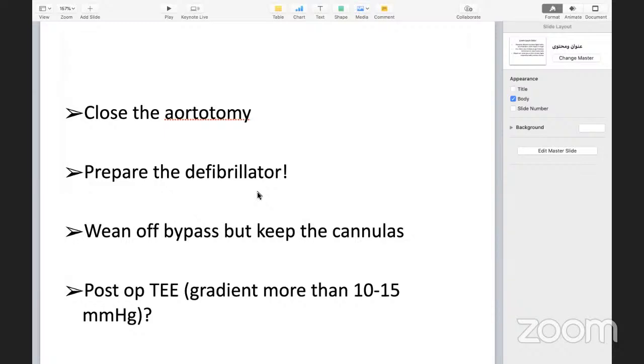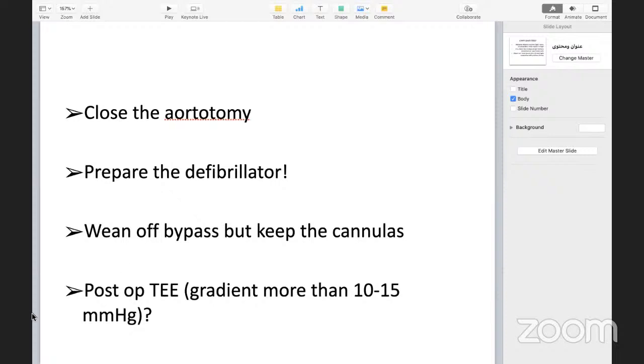Okay, and then after finishing, you close the aortotomy and you prepare the defibrillator beside you, because you might have ectopics. Okay, so you have to have a defibrillator beside you. And then you wean off bypass, but you keep your cannulas. So after seeing the echo and so on, then you assess and you decannulate.